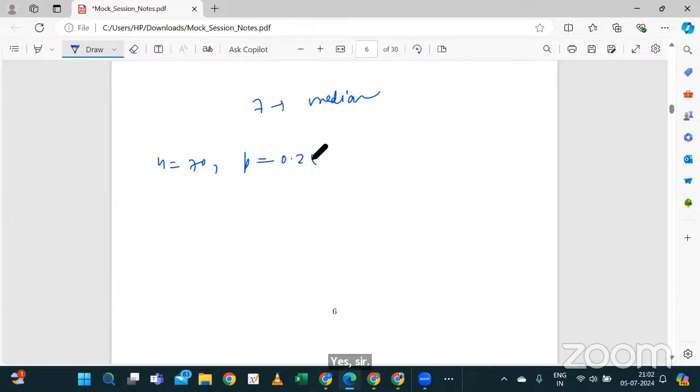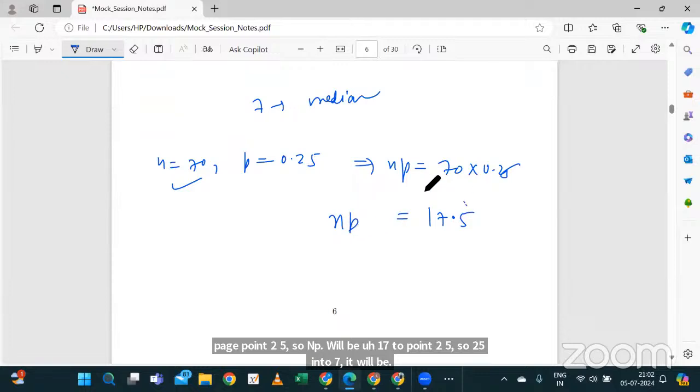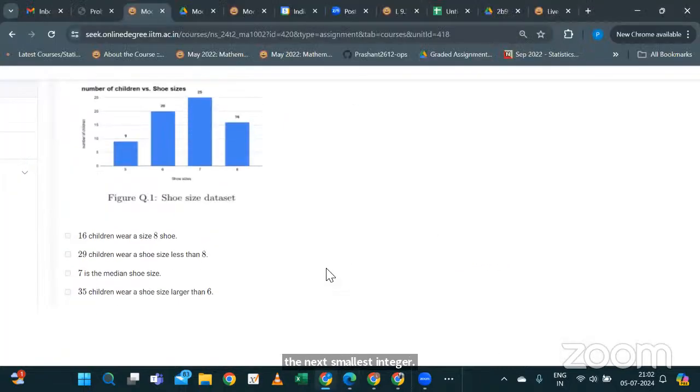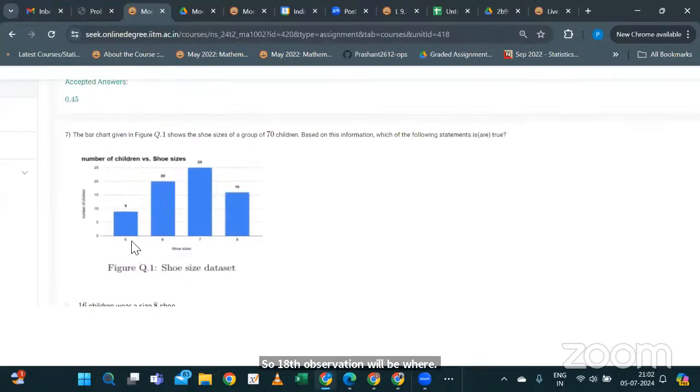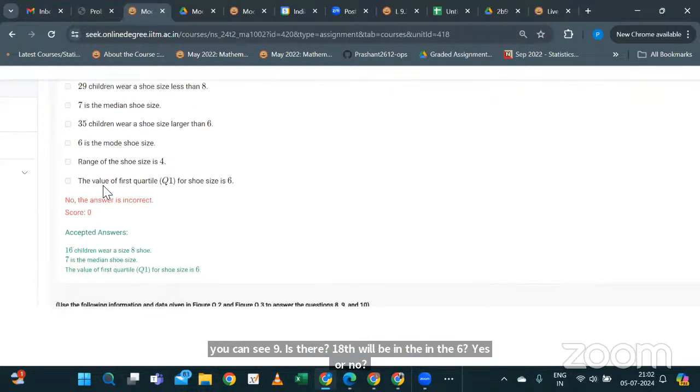Next is Q1 of the shoe size is 6. So Q1 is what? N is 70 and P is 0.25, so NP will be 70 into 0.25, which is 17.5. Since it is in decimal, I will go for the next integer, so the 18th observation. Where will the 18th be? You can see 9 is there, and the 18th will be in shoe size 6. Yes or no? So the last option is correct.